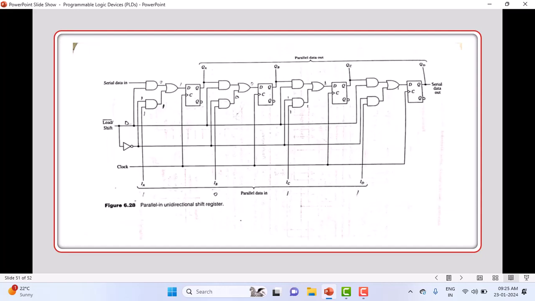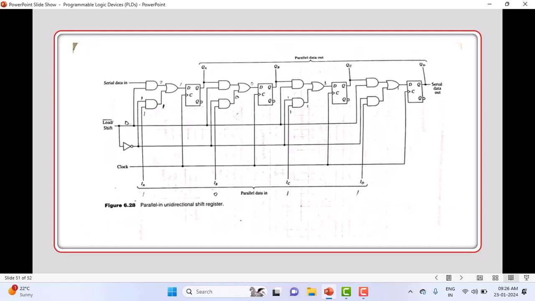This is called a parallel unidirectional shift register. Just analyze what will happen when you make load or shift 0. I'm giving you a task. A simple question: you're applying some serial data over here. I'm assuming this load or shift is equal to 0. Can you guess what happens? I have written 0 there. When you apply 0 as an input, it is inverted, it is 1, and 1 goes here.